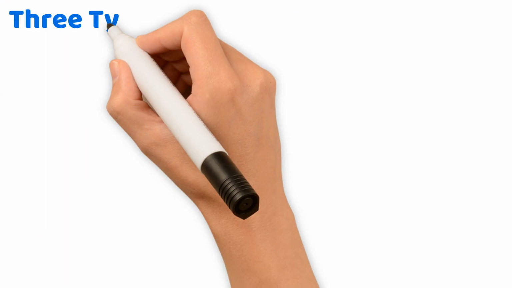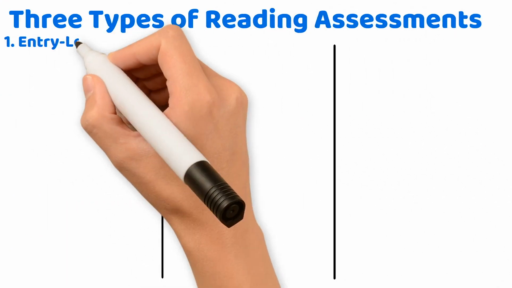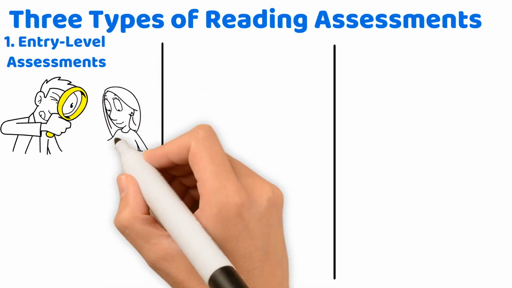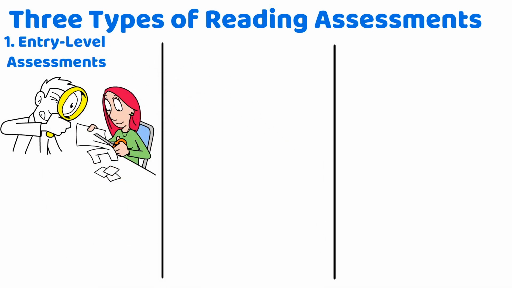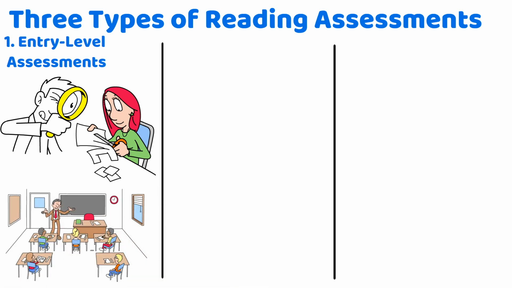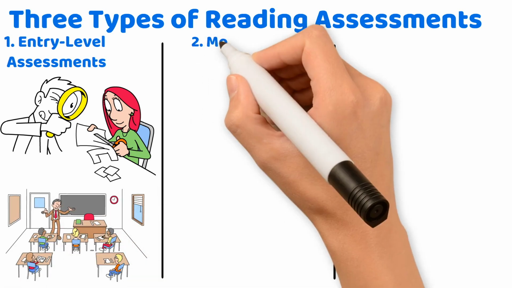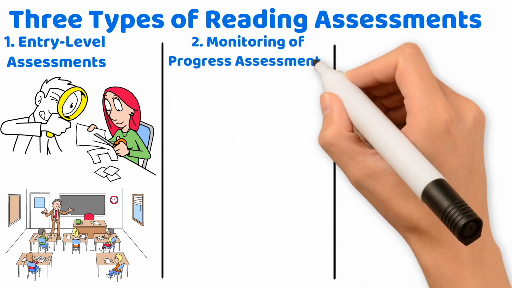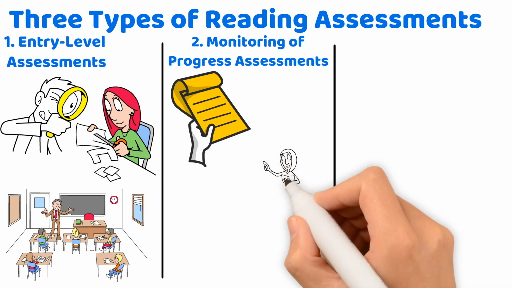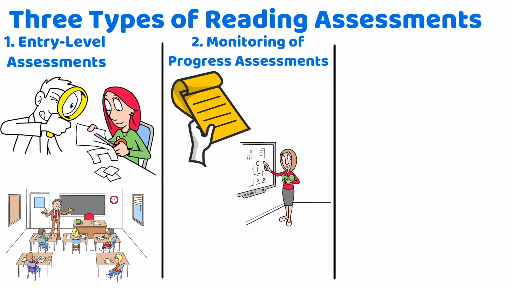3 types of reading assessments. 1. Entry-level assessments. These are conducted before a new lesson or unit to gauge what students already know about the upcoming material. For example, a teacher might use a quick quiz to assess prior knowledge before starting a unit on poetry. 2. Monitoring of progress assessments. Given during the instructional process, these assessments help teachers understand who is grasping the material and who might need more support. An example here could be asking students comprehension questions during a read-aloud session to check for understanding.